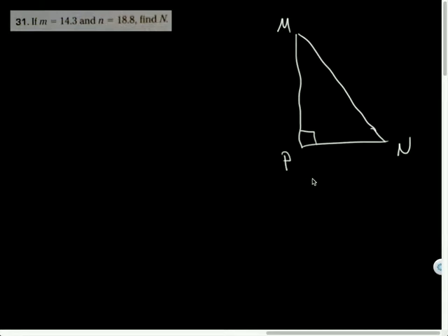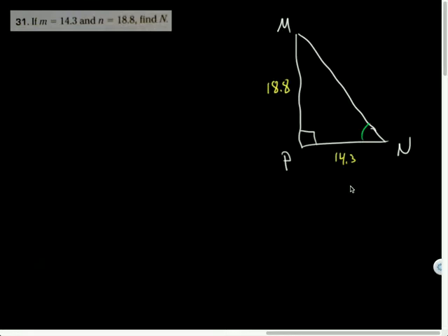Mathematicians usually don't use O for stuff because it looks like 0. Although I have seen O used as a variable name to represent the center of a circle, but I don't know. So let's see, in our case, I was told little m is 14.3, so that would be the side opposite capital M angle, and little n is 18.8. So they want us to find out what is angle n.